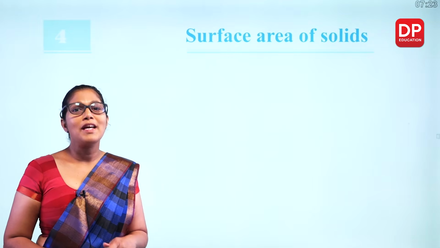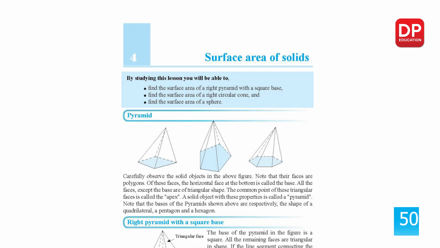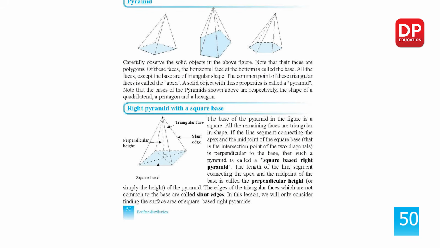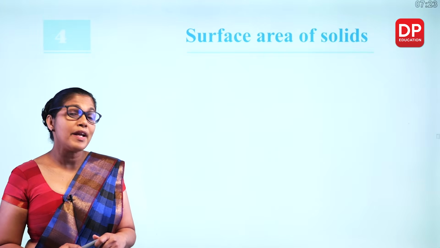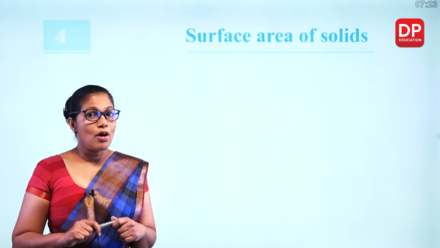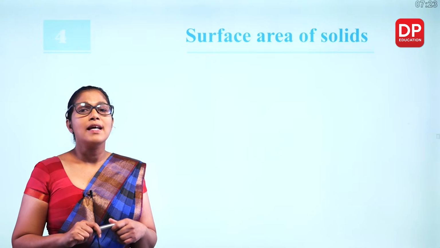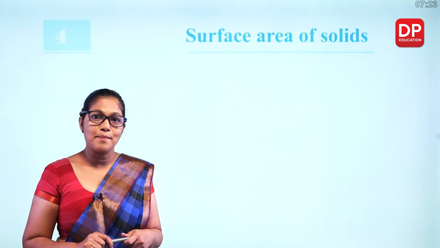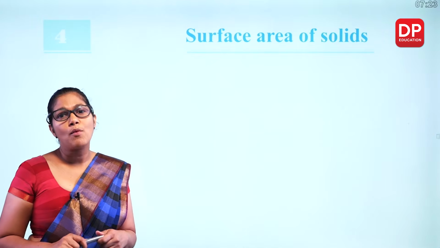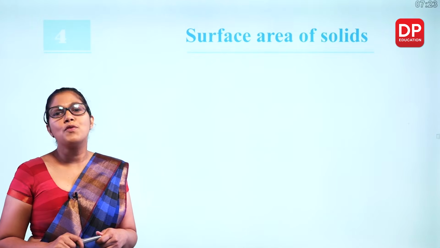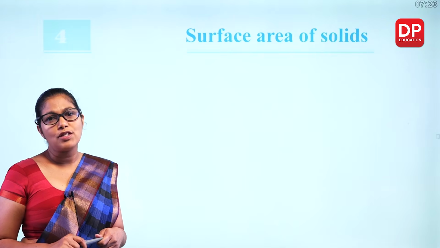Hello students, today I am here to teach you chapter 4 in your textbook, called Surface Area of Solids. This is a very important lesson because you are getting one question worth 10 marks in your O-level exam. So we'll first take what are the solid shapes we have to consider in this chapter.